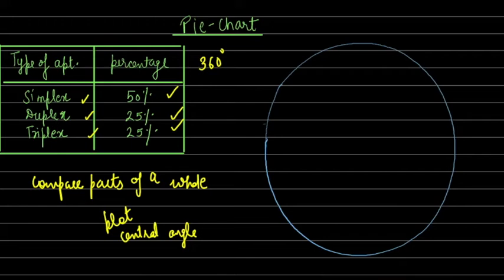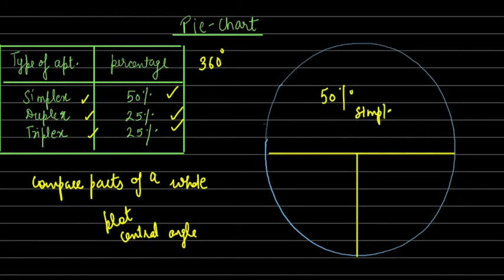So here if you see, the simplex is 50%. So if I take this as the center of the circle, this is your 50% portion, and the rest, if you want to have 25%, can be divided like this. So this is your 50%, which is representing the simplex apartment, this is your 25% which is representing duplex, and this is your another 25% which is representing triplex.